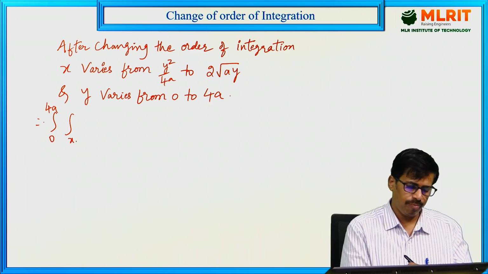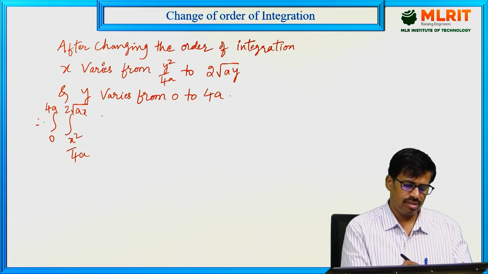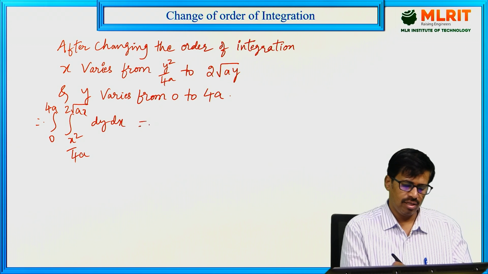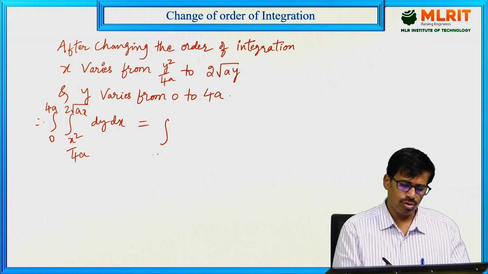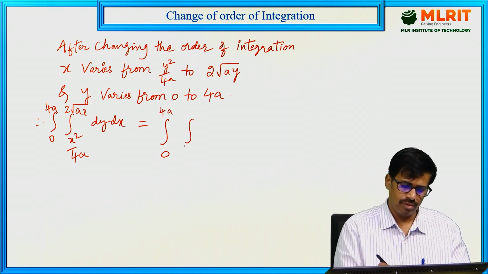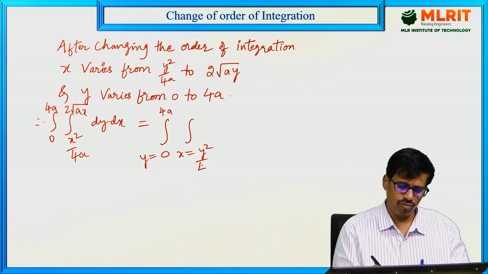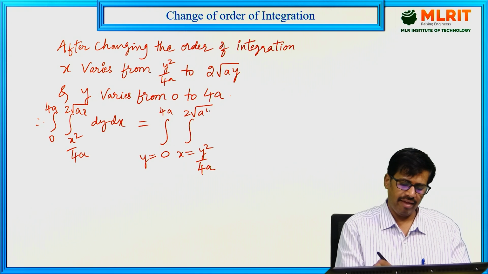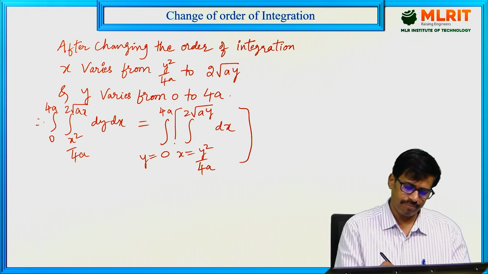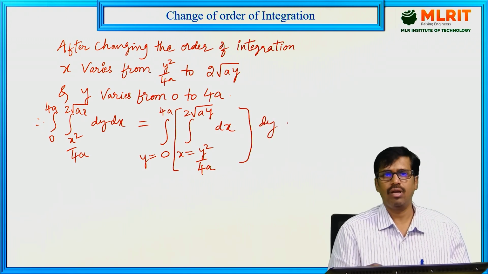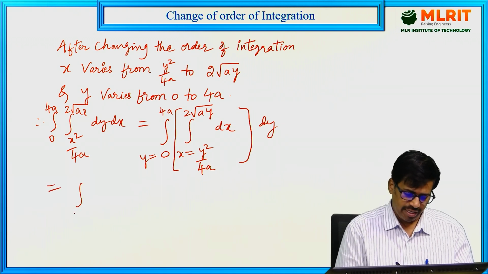So this is the integral 0 to 4a. Therefore first let us write what is given: x square by 4a to 2 root a x, and the function is 1 dy dx. This double integral can be written as, this is also 0 to 4a, and this is y value, this is x value, y square by 4a to 2 root ay. Since x is in terms of y, first let us integrate with respect to x, then with respect to y. Now the order of integration is changed. Now let us further continue this integration.